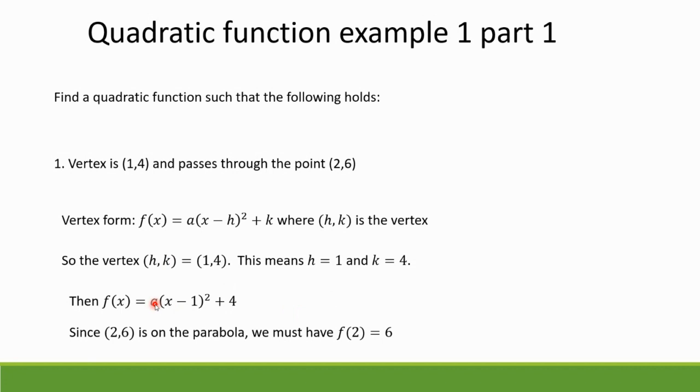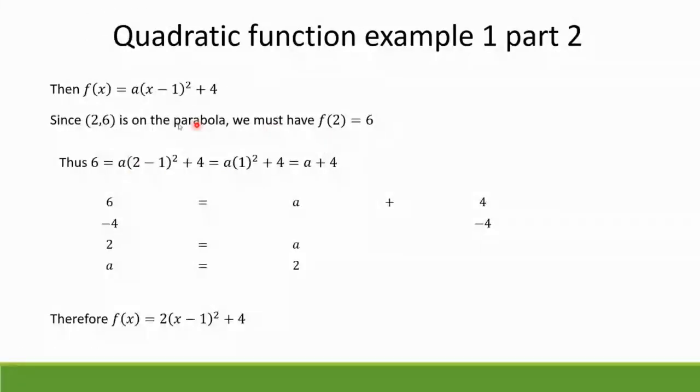That's okay though, because what else do we know? We know the graph passes through this point. So if it passes through this point, that means f of 2 must be 6. That's what we know. So let's use that. When x is 2, the function must equal 6.